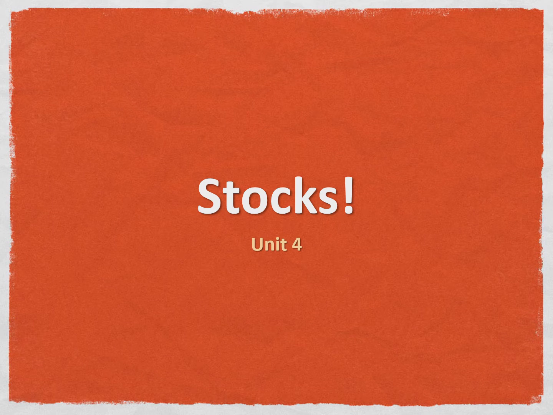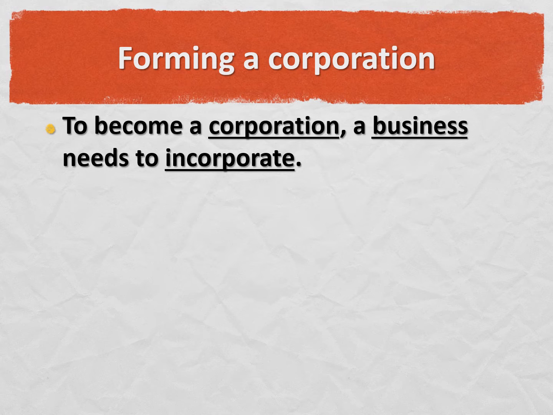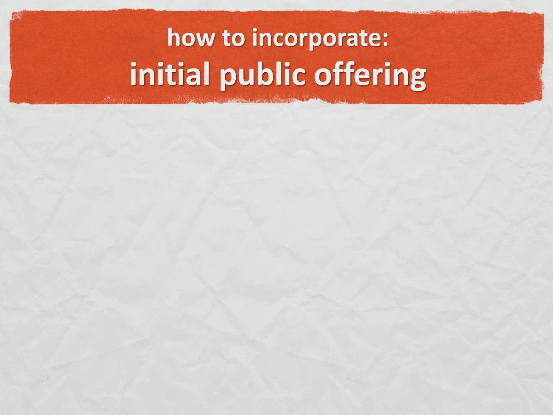All right, into our notes. Stocks. That's right, guys. Stocks, stocks, stocks. All right, so forming a corporation. We looked at corporations, among other ways, sole proprietorship and partnership, in a way to form a business, but a corporation, let's say you want to form it. So to become a corporation, a business needs to incorporate. Why would you incorporate? Well, it expands your business and to gain capital. That's the money you need in order to continue your business.